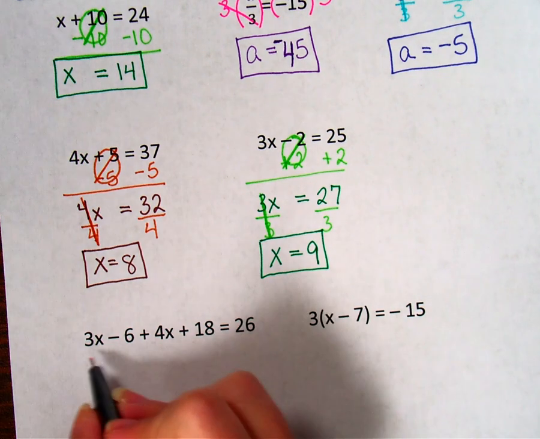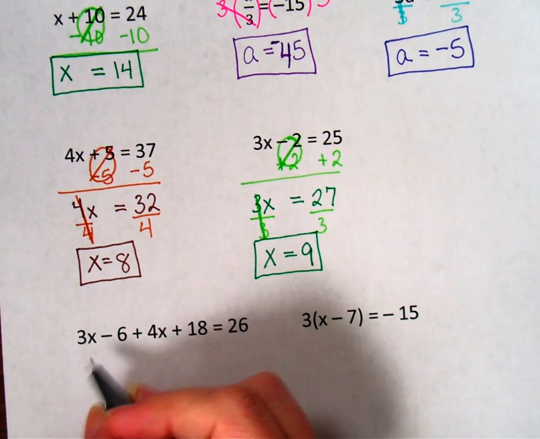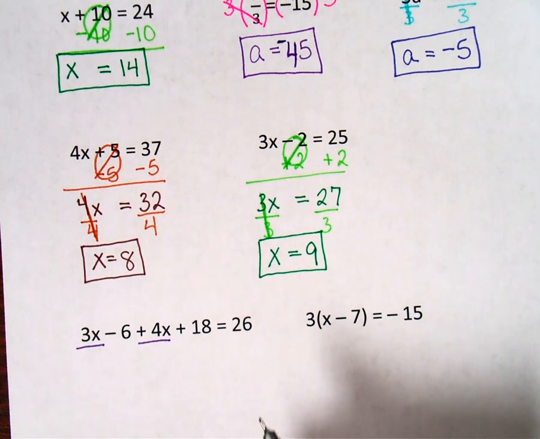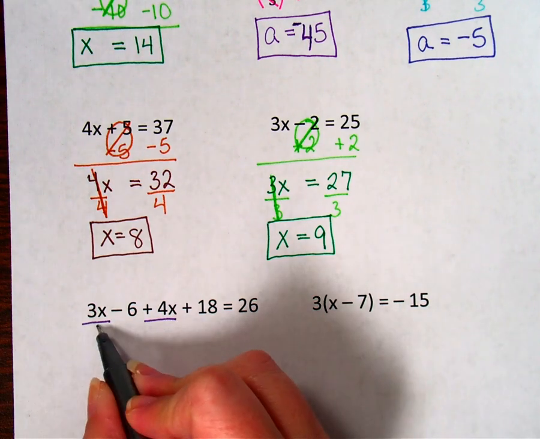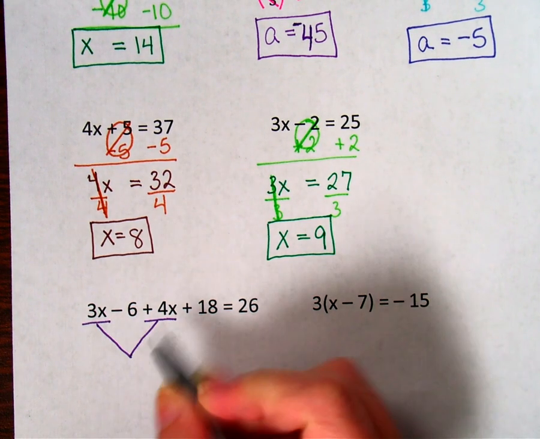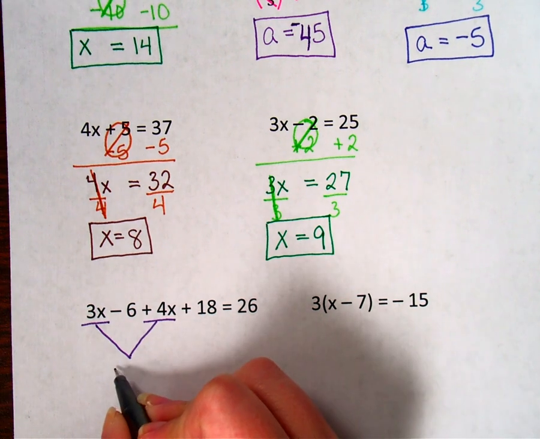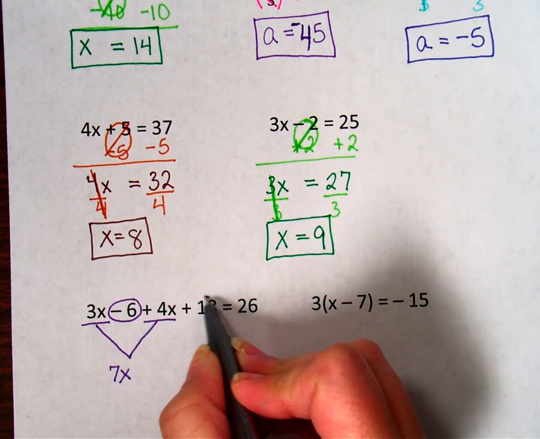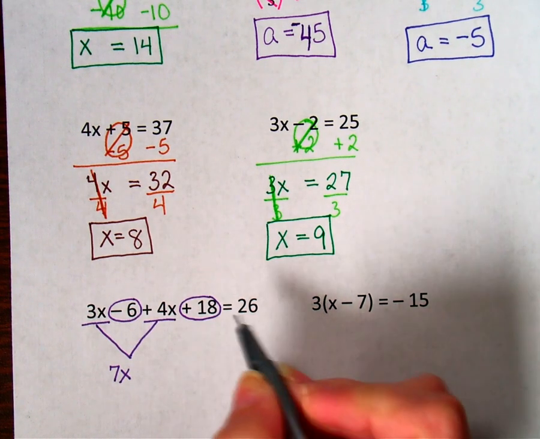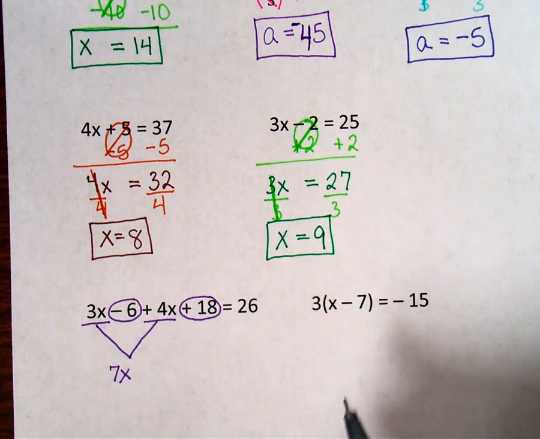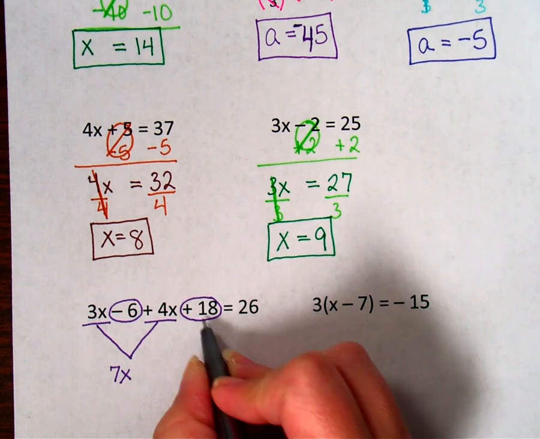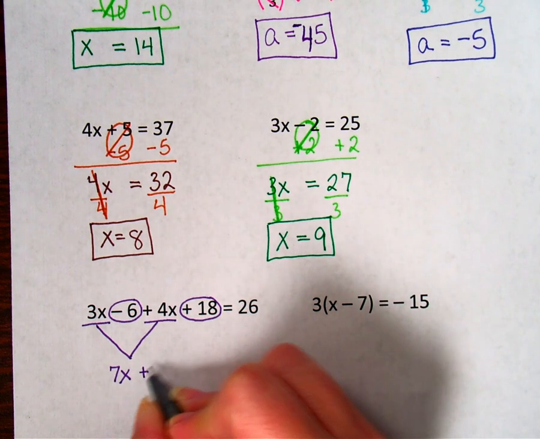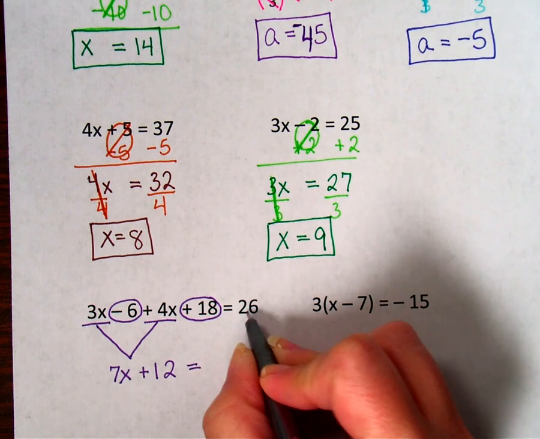I'm going to look and see that I have a 3x, and then I have a 4x, and they're both positive, and since they're both on the same side of the equals, I am just combining like terms. So it's a positive 3 and a positive 4, so we add together 7x, and then I have my minus 6 and my plus 18, so I am going to subtract since I'm staying on the left side of the equals. And a positive 18 minus 6 is a positive 12. And then I have left over here my equals 26.